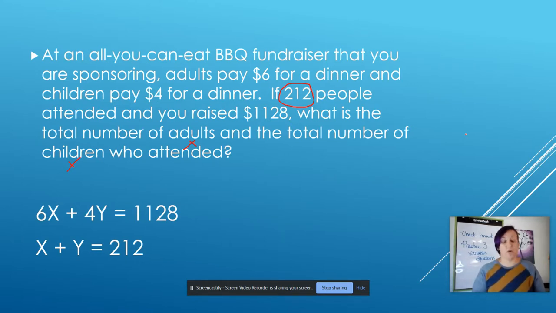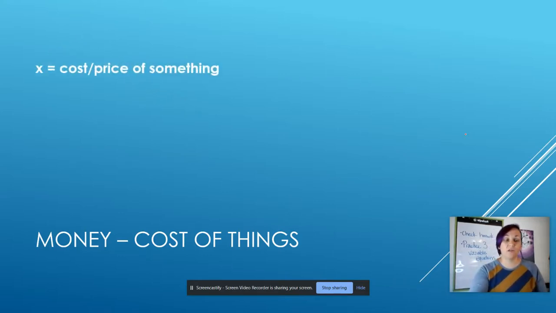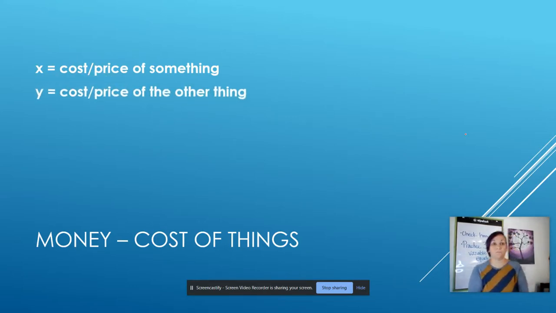For our final type of problem, it's also a money problem. This time, however, instead of finding out how many of a thing we are purchasing, we're going to try to figure out how much does it cost to purchase that thing. So in the previous problem, it told us how much it was to buy one adult ticket and how much it was to buy one child ticket. In this problem, that's actually what we're going to be solving for. And so that's what your variables are going to represent. Your X is going to represent the price of one of the items, and then your Y would represent the price of the other item.